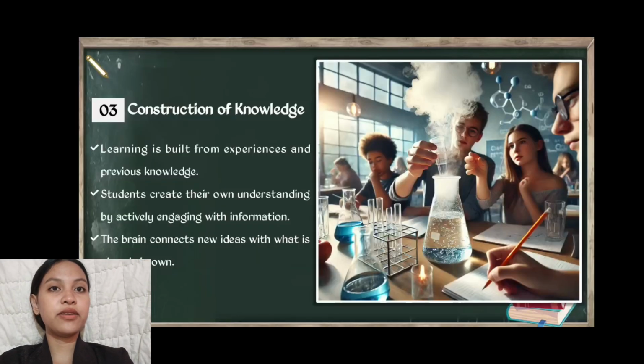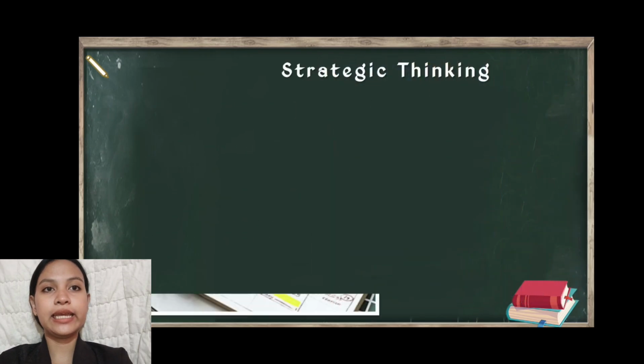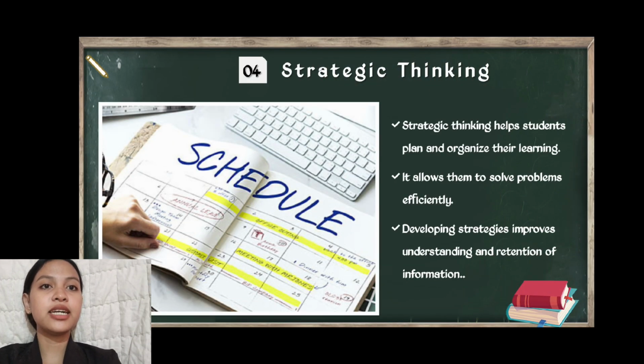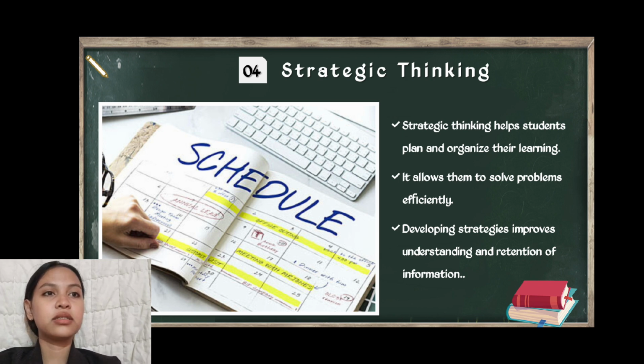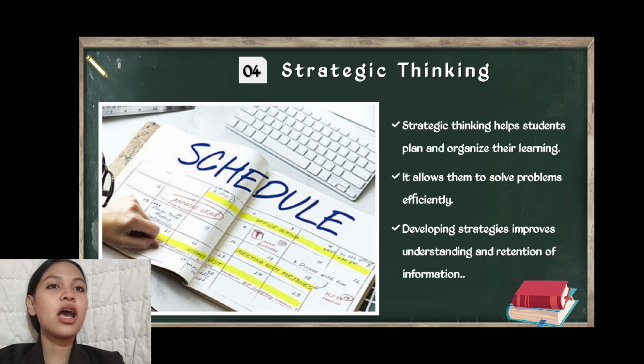So the fourth key factor is strategic thinking. Strategic thinking helps students plan and organize their learning. It allows them to solve problems efficiently. Developing strategies improves understanding and retention of information. Strategic thinking helps students learn more effectively by encouraging them to plan and organize their learning process.